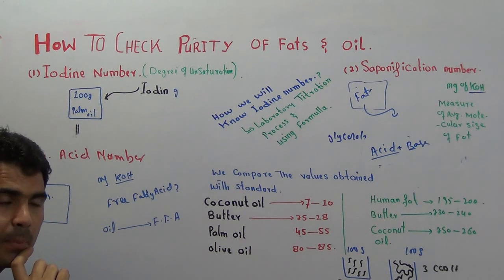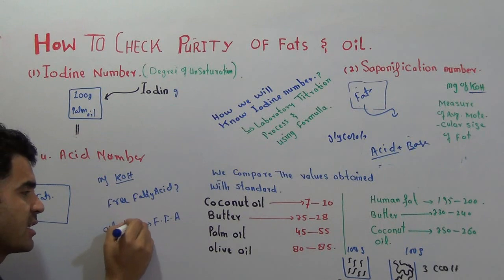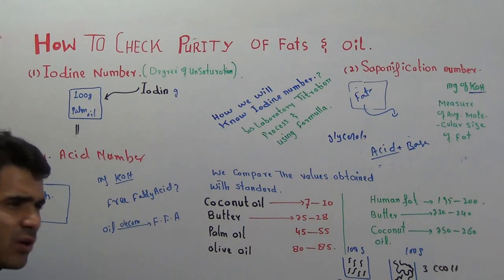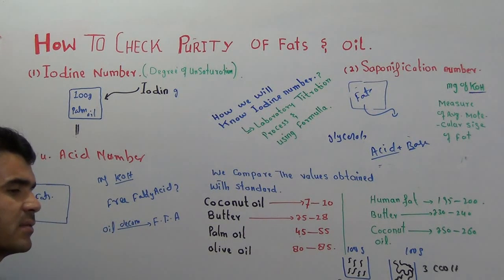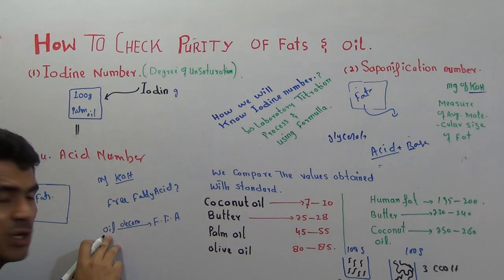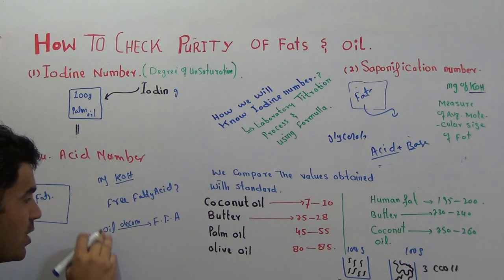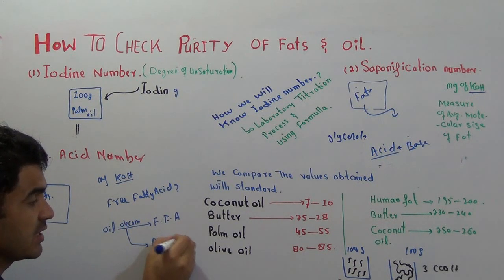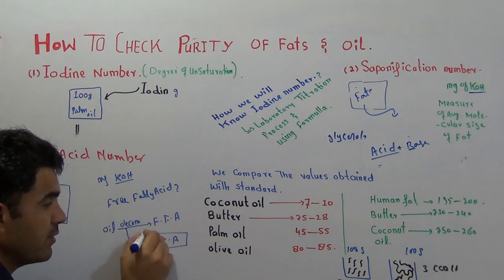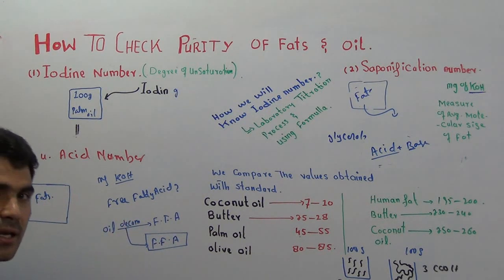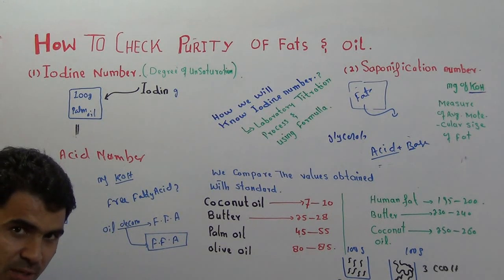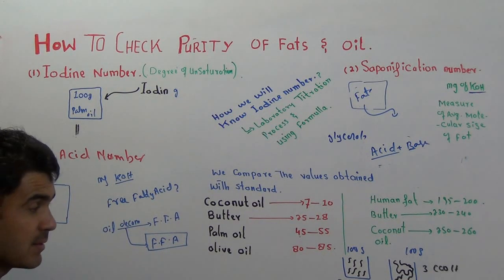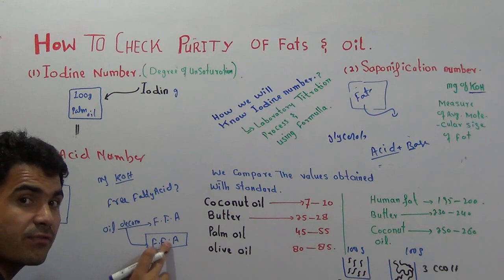But sometimes decomposition takes place, bacterial decomposition, or because of some chemical. If you add some chemical, or some bacteria come and break down the oil, then once the oil is decomposed, you will get free fatty acid. The presence of free fatty acid indicates the decomposition process, meaning this fat is not good for human health because it contains free fatty acid.